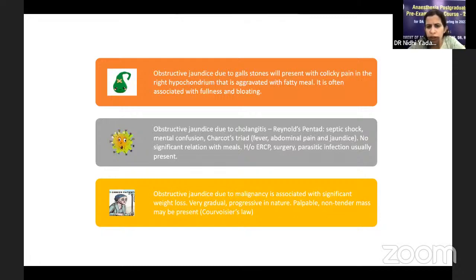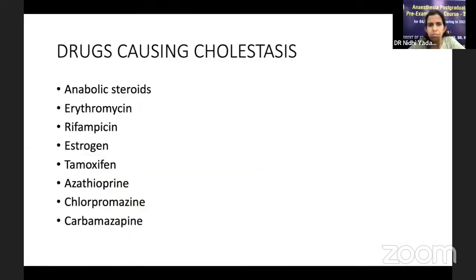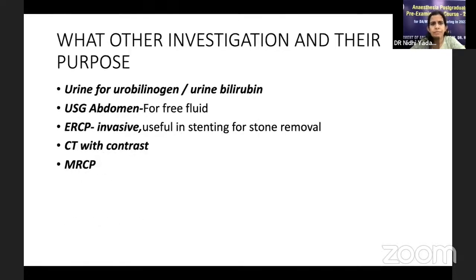Obstructive jaundice caused by malignancy is associated with significant weight loss and a very gradual, progressive increase in bilirubin. The patient may present with itching. There is no tender swelling that can be felt in the abdomen. Drugs which can cause cholestasis are anabolic steroids, erythromycin, rifampicin, estrogens or oral contraceptive pills, tamoxifen, azathioprine, chlorpromazine, and carbamazepine.